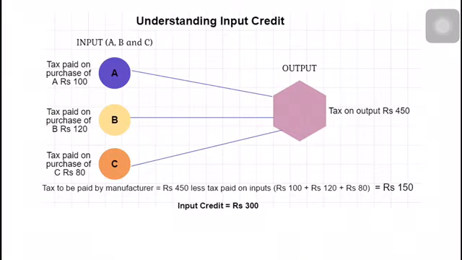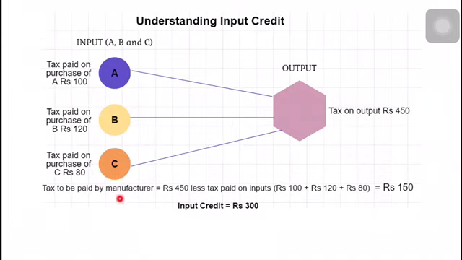And if you see, on raw material A, we have already paid tax, that is 100 rupees, and then tax paid on raw material B, that is 120 rupees here, okay. And the third one is tax paid on the purchase of raw material C, that is 80 rupees.